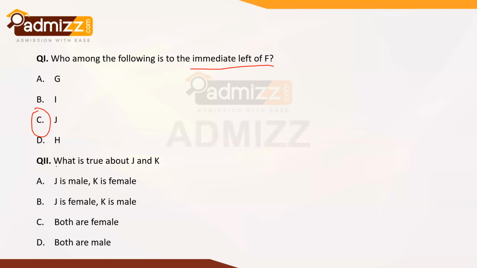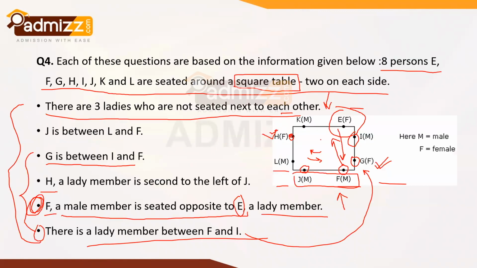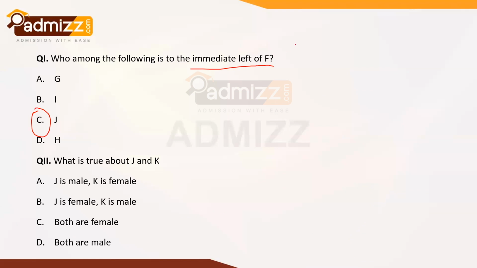What is true about J and K? J is male, K is female. J is female, K is male. Both are female, both are male. So in this case, the correct option is both are male, because the only ladies in this particular figure are G, E, and H. So J and K are both males is the correct option in this case.